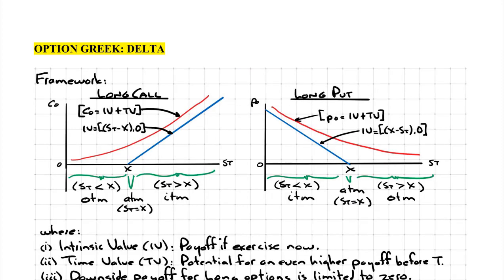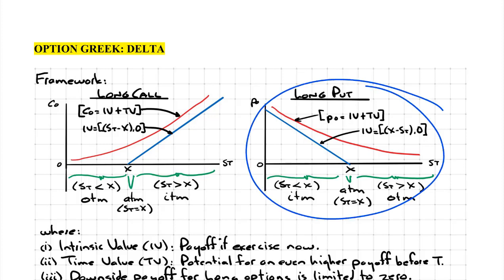And here it is. You can see as spot price increases, the value of the put decreases. So that explains the negative delta for a put. And so now that we know that the delta is negative, let's just concentrate on its magnitude. So we're not going to keep saying it's negative, negative. We know it's negative.